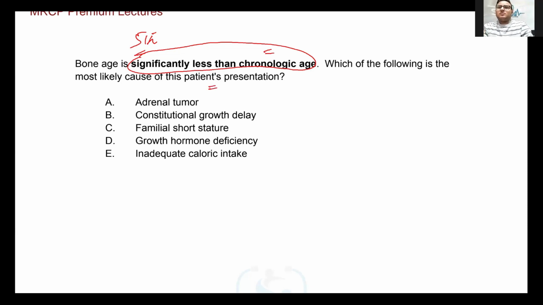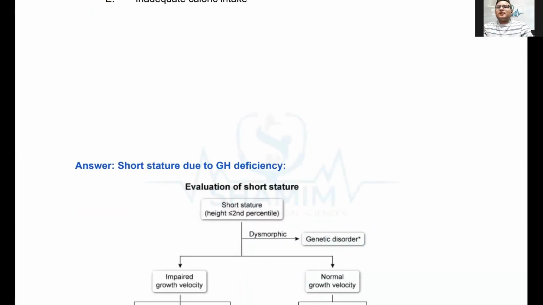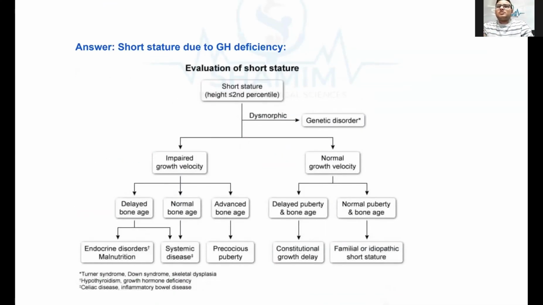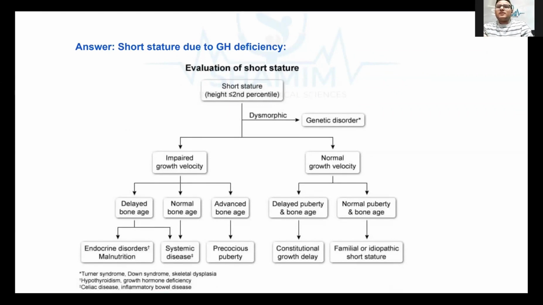So in this case, our answer is growth hormone deficiency. How? First, this is actually a classic case of short stature due to growth hormone deficiency. Now we will study the evaluation of short stature in children.